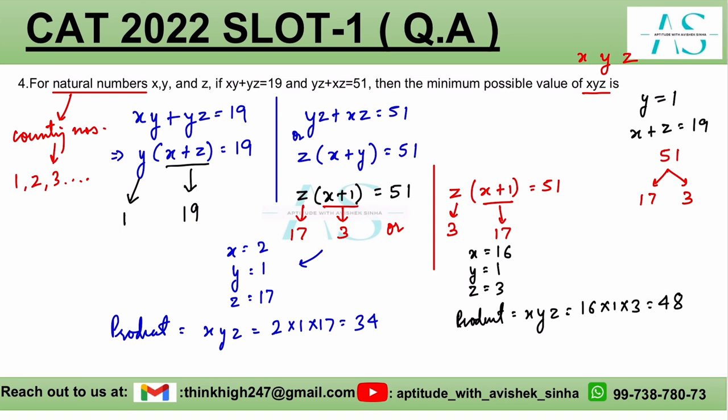Now we are looking out for the minimum possible value. The minimum possible value seems to be 34, and therefore we'll ignore this because this is not the minimum. This seems to be the minimum possible value of product. 34 would be the correct fit here. I hope this helps.